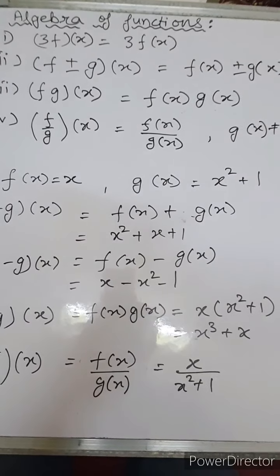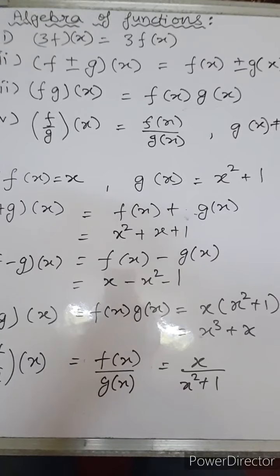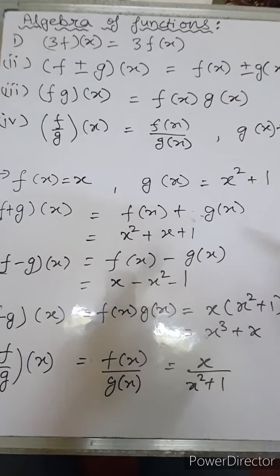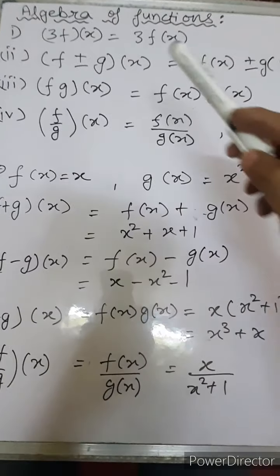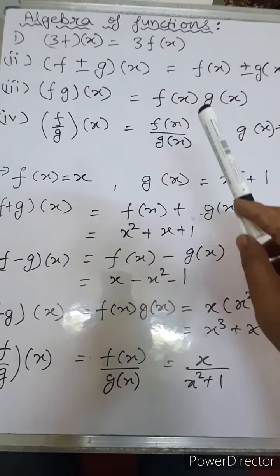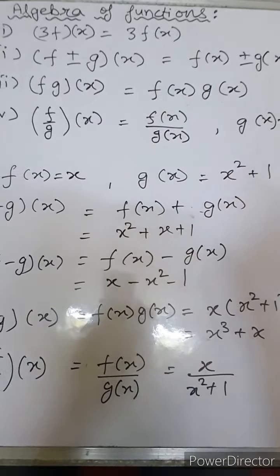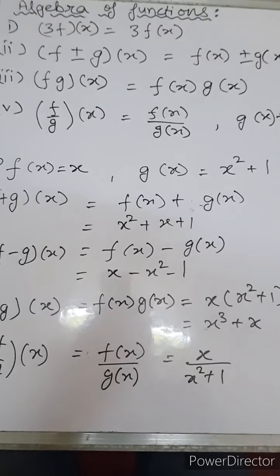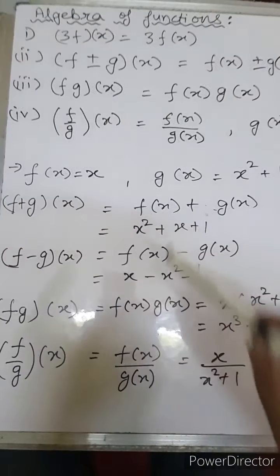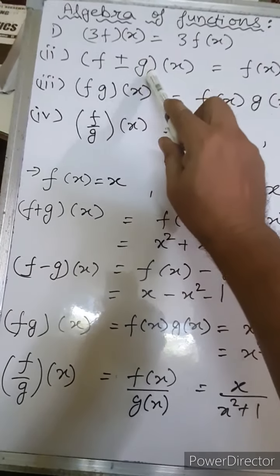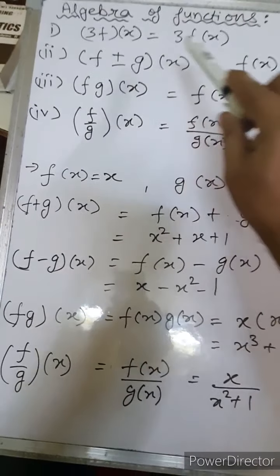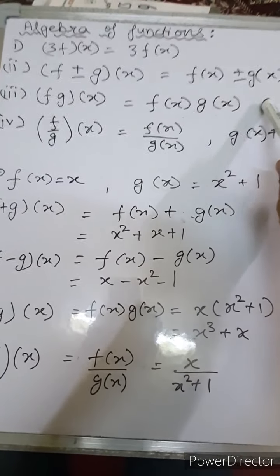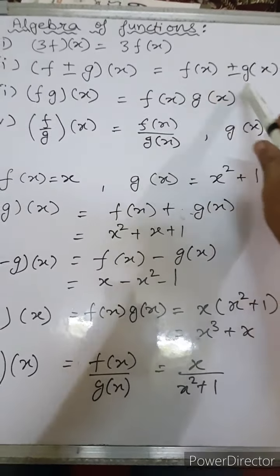Children, now we are going to discuss the algebra of functions. The first point says if you multiply any constant to the function, it is equally multiplied to the whole function. Second point, if you add or subtract any two functions, we can actually add and subtract those two functions.